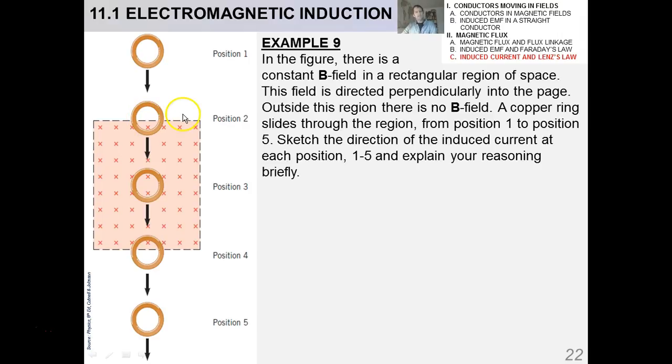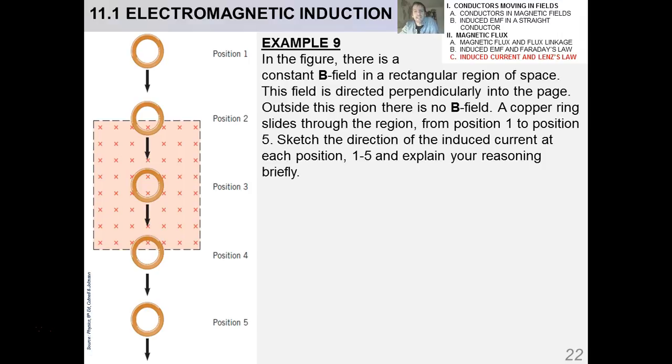Now, it looks initially like the area of nothing is changing, but due to the relative motion of the ring in the B field, the area of the magnetic field that is going through the loop itself is changing, but only as the loop enters the field and as the loop exits the field. Here, there is no change in flux. Here, there is no change in flux. Here, there is no change in flux. It's only when it's entering and exiting the field.